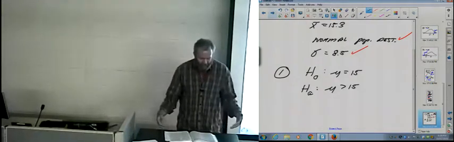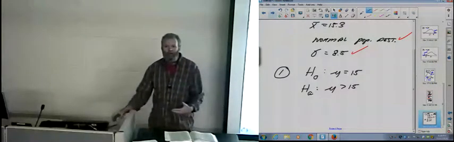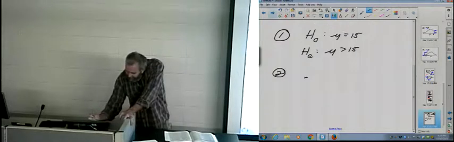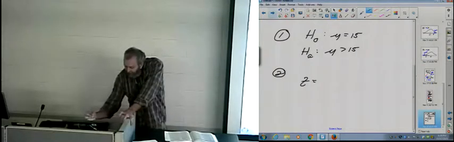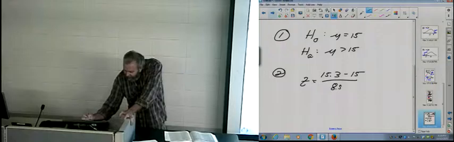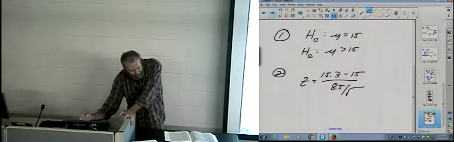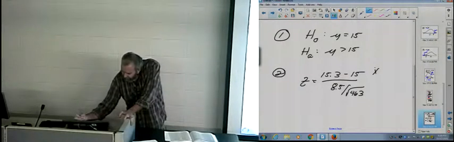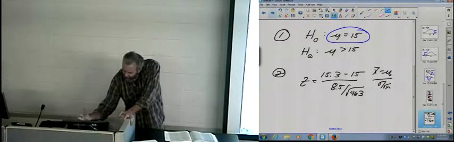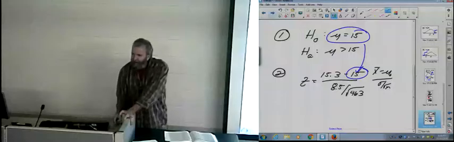Part B, what is the value of your test statistic? The problem is leading you through steps 1, 2, and so on. Step 2, your test statistic, Z: you take your X bar, 15.3, subtract off 15, and divide by 8.5 over the square root of 463, your sample size. This is your X bar minus your mu naught, over sigma over the square root of n. I'm taking that value right there, and that's what's showing up there.